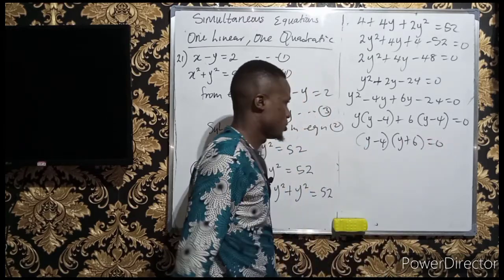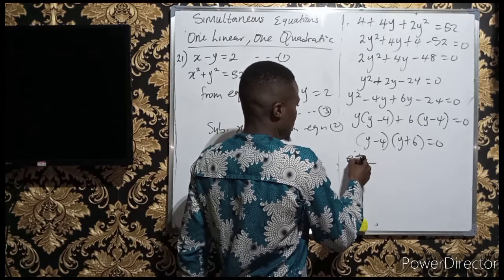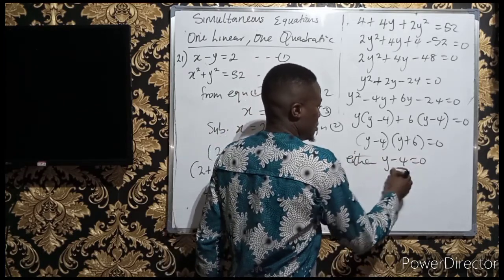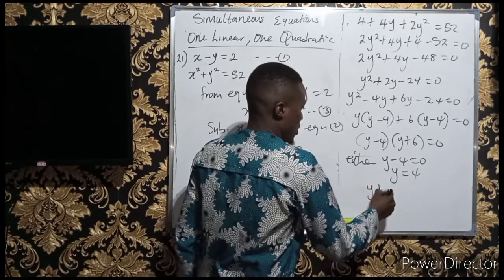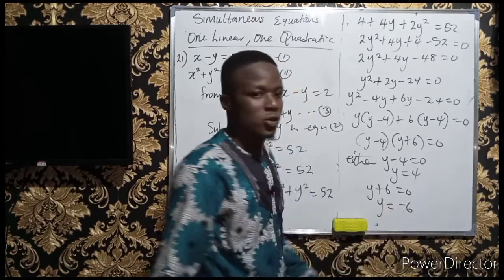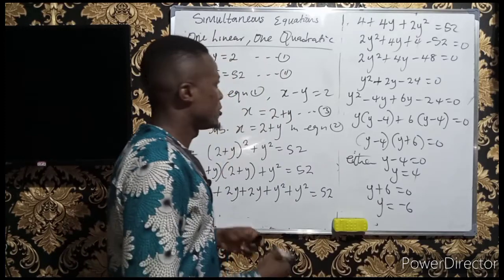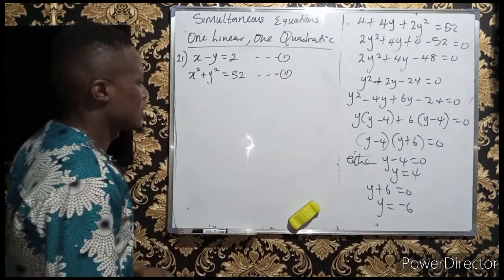equals 0. So here either y minus 4 is 0, which implies that y is 4, or y plus 6 is 0, which implies that y is negative 6. So we got values for y, so we need to get corresponding values of x.